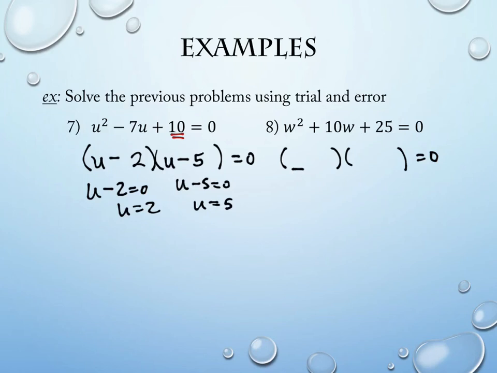So I need two values that multiply to w squared, w and w. All the signs are positive here, which means so will these be. That's friendly. And then finally, I need two numbers that multiply to 25 and add to 10. 5 and 5. Again, very nice, because there really aren't a lot of factors of 25. And then if I set each one equal to 0, I get w equals -5.